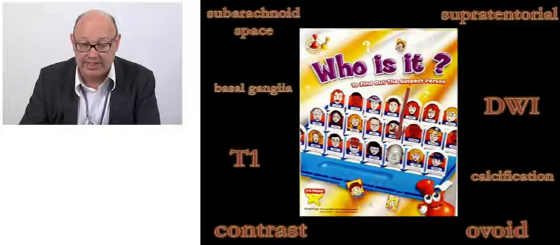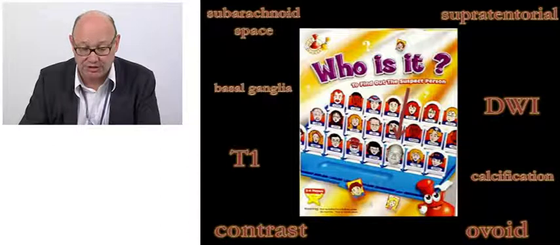Well, the same approach is used in pattern recognition in neuroradiology. Where is the lesion? Is it in the subarachnoid space? Is it supra- or infratentorial? More precisely, is it in the basal ganglia? How does it look on T1, on T2? Does it show restricted diffusion? Are there calcifications on CT or on susceptibility-weighted imaging? What about the contrast enhancement? And how does the lesion look? Is it ovoid? Is it round?